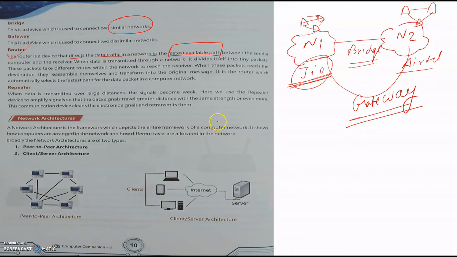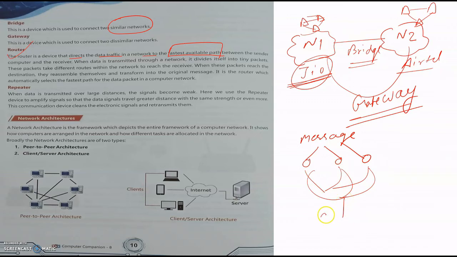So it is the router which automatically selects the fastest path for the data packets in a computer network. Okay. So basically what is the router? Router breaks the message, suppose this is the data, into tiny packets. These are the packets, sent through different fastest paths, and at the receiving end these packets are reassembled again to make the original message for the receiver's end. Clear? So that is the purpose of router.